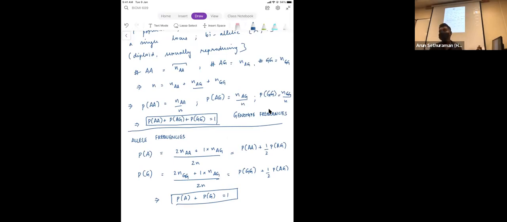Now remember, when you're thinking about things like SARS-CoV-2, for instance, there is no genotype per se, because these are haplotypes, haploid genomes. So you wouldn't have genotype frequencies, you would have allele frequencies instead, that's all.